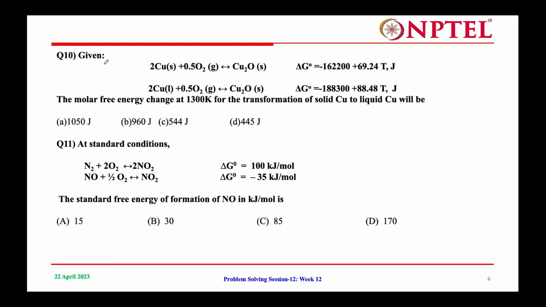Question 10. The chemical reaction given is 2 Cu plus 0.5 O2 gives Cu2O, and it's a reversible reaction. The molar free energy change at 1300 Kelvin for the transformation of solid Cu to liquid Cu will be. We have to calculate delta G, right?